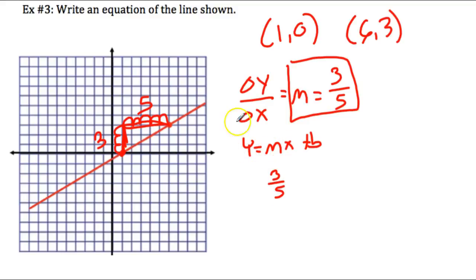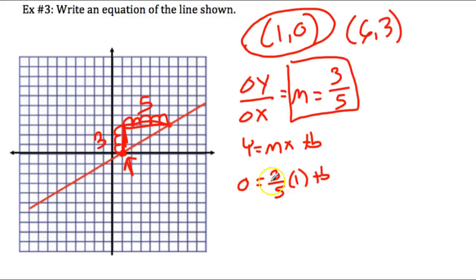I need a y and an x. Okay. I have 2 points I can choose from. I like this point right there, 1, 0. Why? Because I love the number 0. It makes things easy to do. My y is 0. That's the second number. My x is 1, plus b.